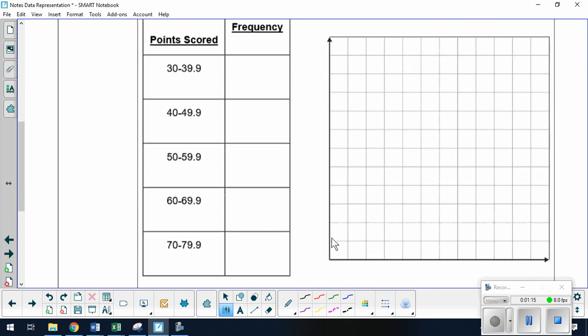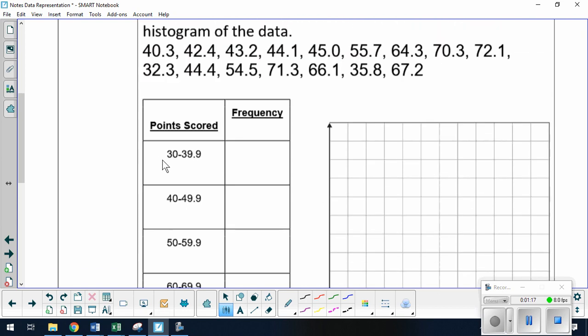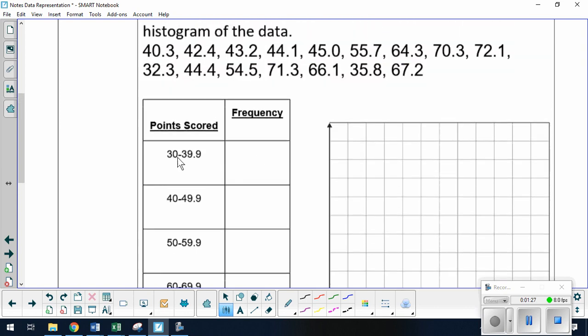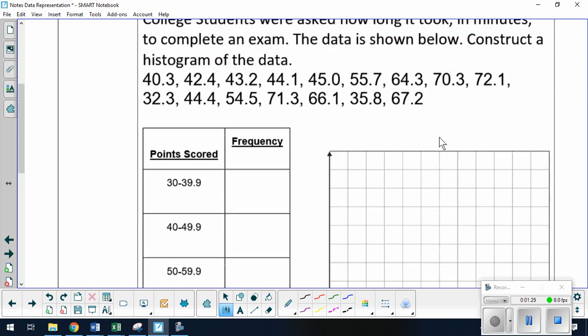I chose those because my lowest one was in the 30s, my highest one was in the 70s, so that's going to get me to everything. And then I just did it by 10 points because it seemed reasonable. I could have done 5. It would have changed the overall shape, but it wouldn't have changed my math here. Okay, so I'm just going to go through and start by tallying.